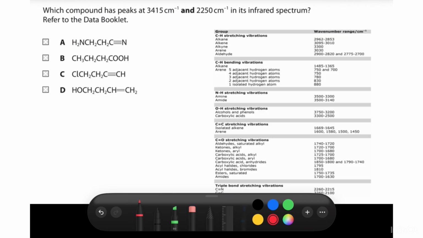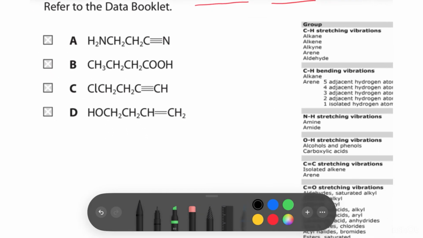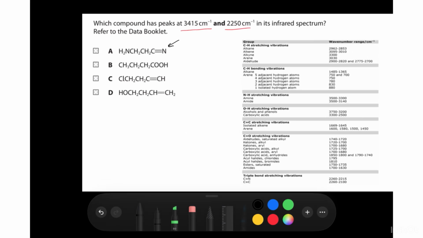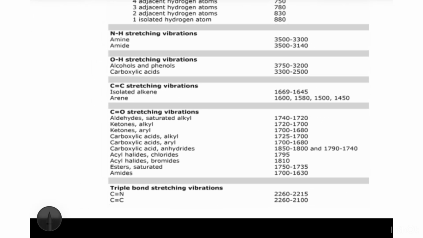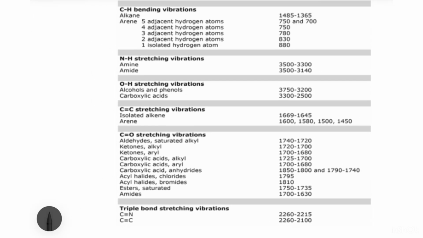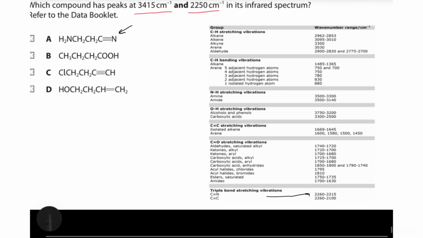Which of these has a peak at 3,415 and 2,250 in infrared? You can get this from the sheet. So let's take the first one. We have C triple bond N. Where do we have C triple bond N? Like the nitriles. The nitriles appear at 2,260, yeah. So we can say it matches this number in here.